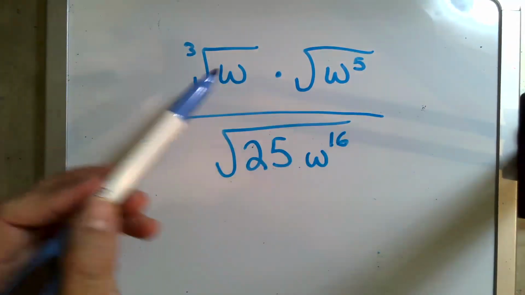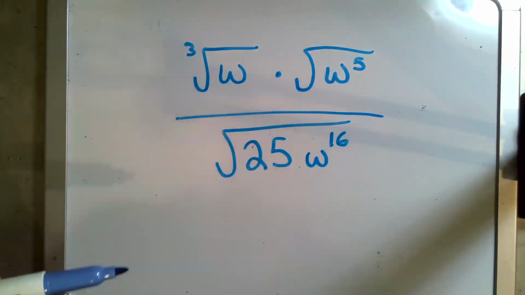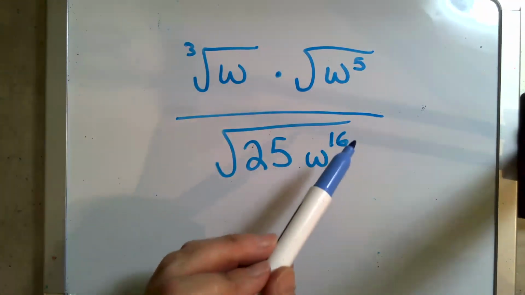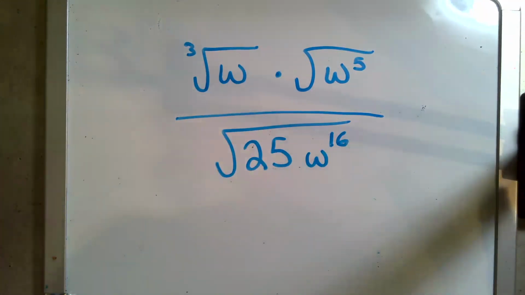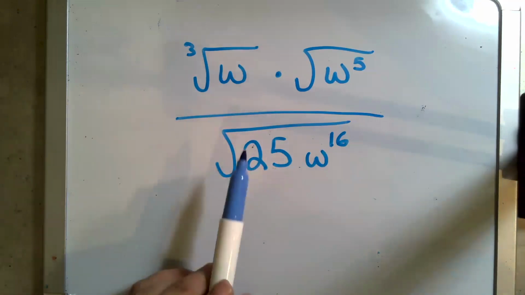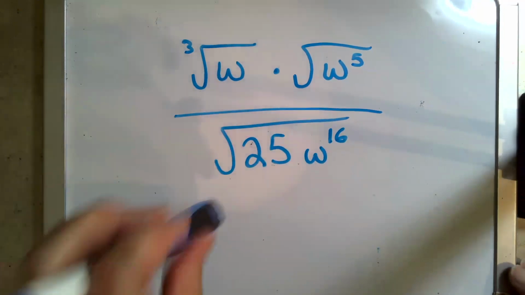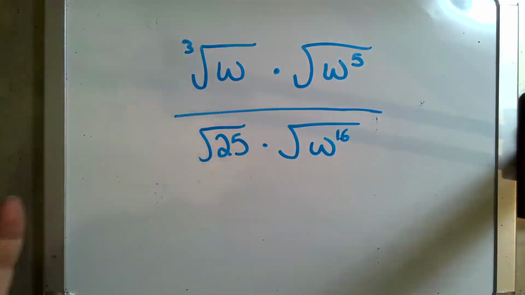The third root of w times the square root of w to the fifth, divided by the square root of 25w to the 16th. Where do we start? I want to start with the bottom because I see that both 25 and 16 will have square roots. So I'm going to start by separating those. Square root of 25, that's 5.